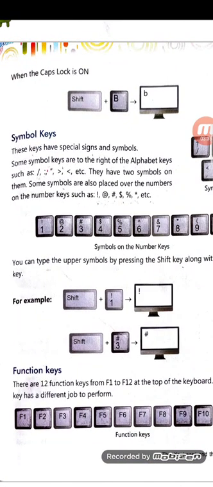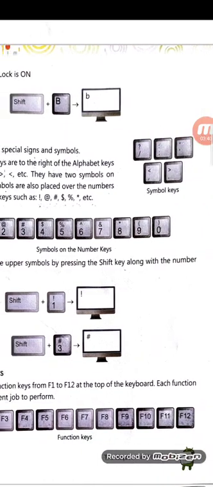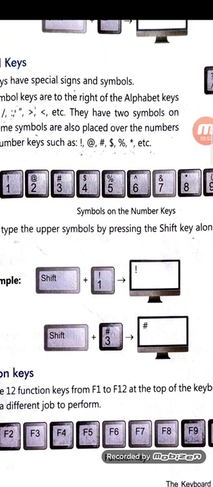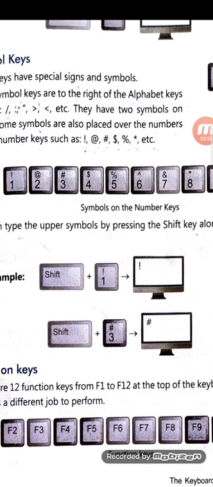We can type the upper symbols by pressing the shift key along with the number. Now how to type the upper symbols? We will have to press the shift key along with the number. As you can see in the example, shift plus 1 will give the exclamation sign. Shift plus 3 will give the hash sign.